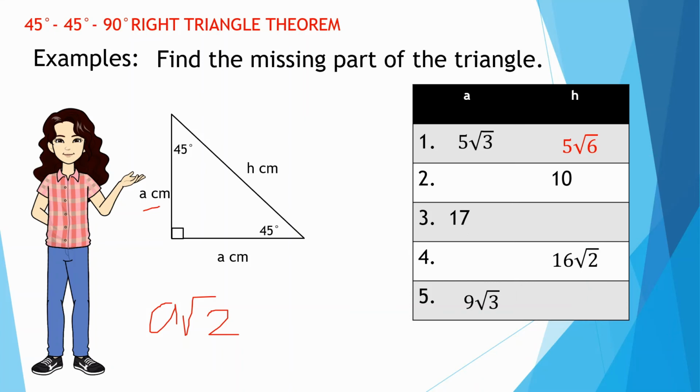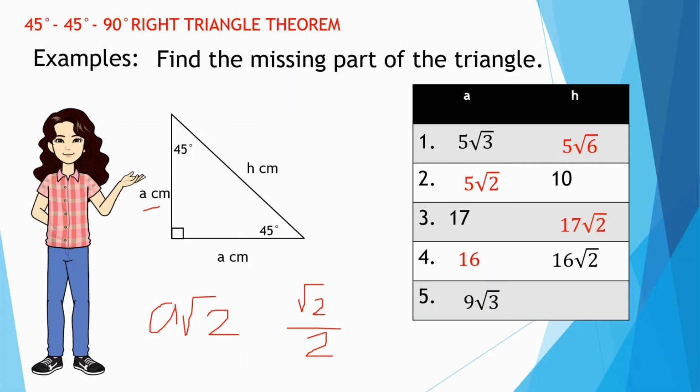Next, your hypotenuse is 10. So you are going to multiply by square root of 2 over 2. When we divide, 10 divided by 2 becomes 5. Then we have 5 square root of 2. The answer is 5 square root of 2. How about 17? Just multiply by square root of 2. So 17 square root of 2.